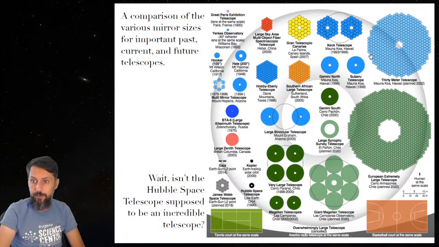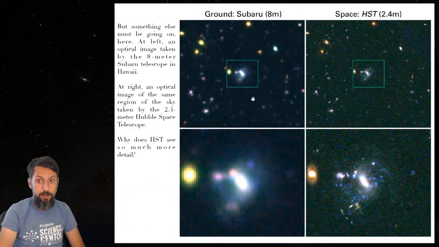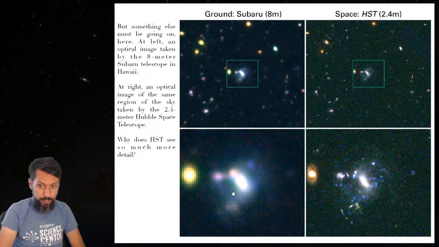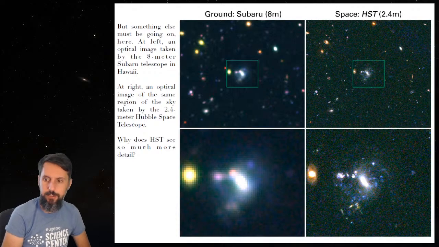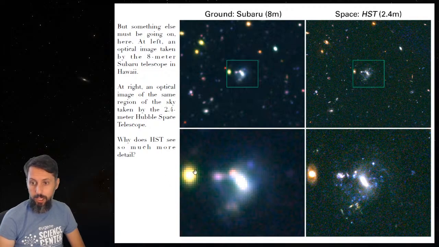I'm going to show you two images from Subaru and from Hubble right now, okay? So Subaru's a bigger mirror. Here's an image of an object. You can zoom in right down here, and here's the same one with Hubble. So what's going on? Why does Hubble see so much more detail, right? It's still pretty bright. They're still about the same brightness. But everything's much more blurry, right?